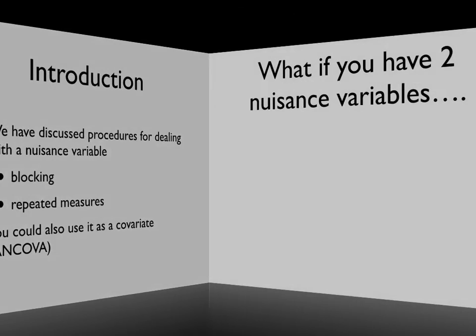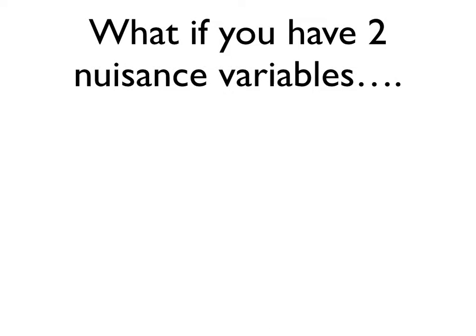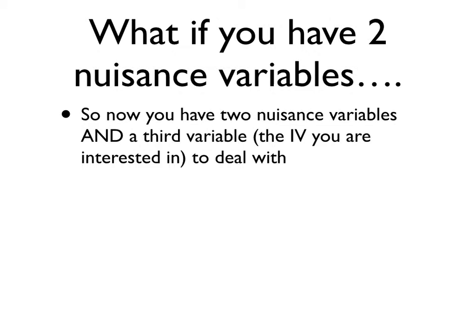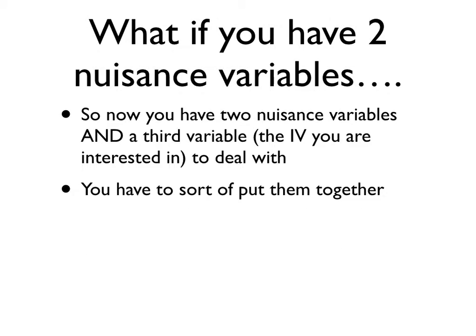All right. What if you have two nuisance variables? Well, then I think you should probably just quit. Or perhaps there's a design that this little mini lecture can tell you about. So now you have two nuisance variables and a third variable, the independent variable, the thing you're actually interested in, to deal with. So three. Well, what you do is you gotta kind of put them together.